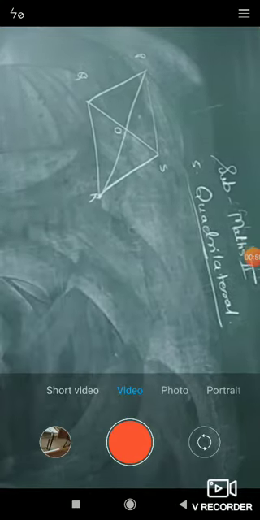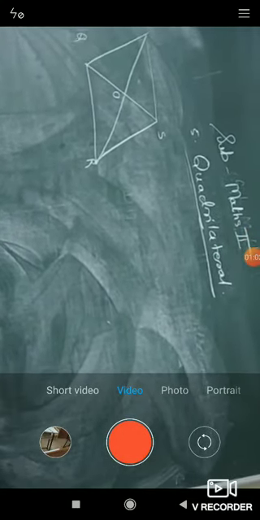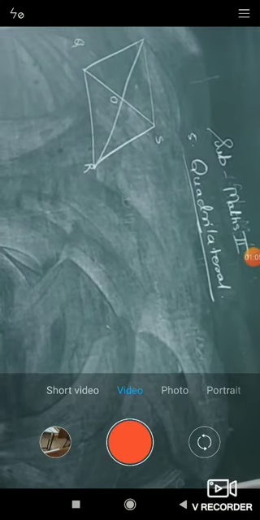Where is divider? Do you have divider? Raj? Divider? Not got. Good.